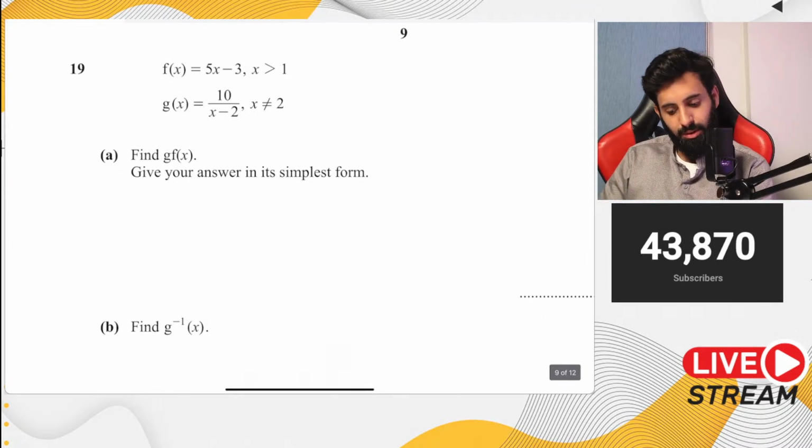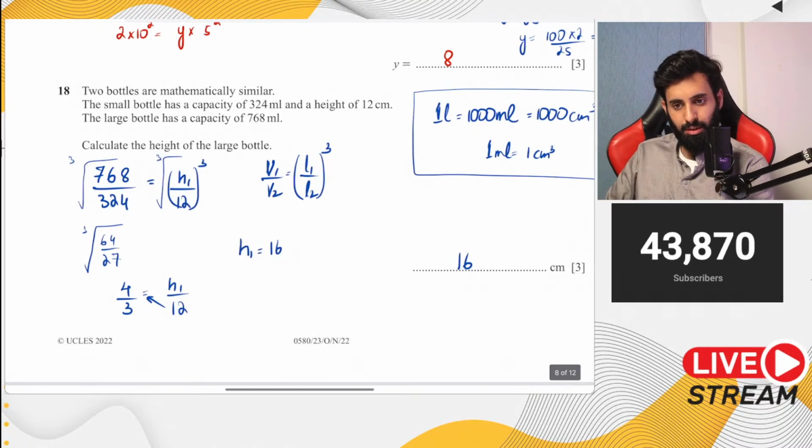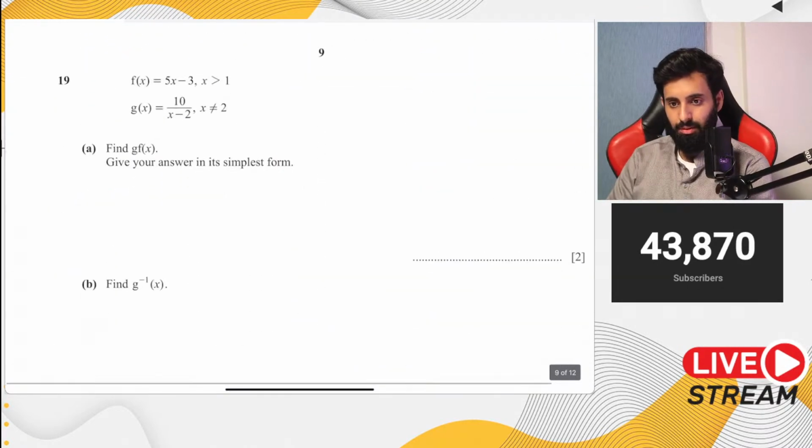I took the cube root so we can get rid of the cube from here. Okay, so how do you get rid of the cube? What's the opposite of cube? It's cube root. That's why I took the cube root.